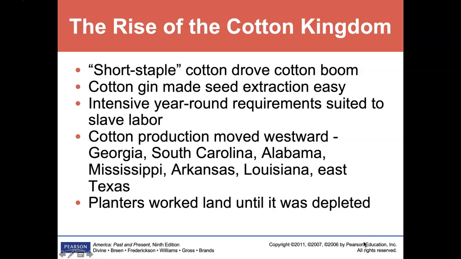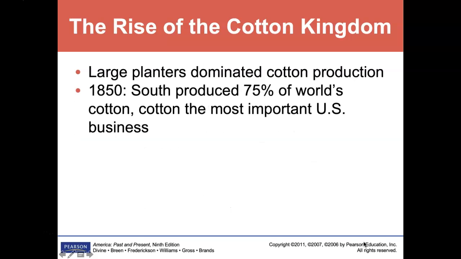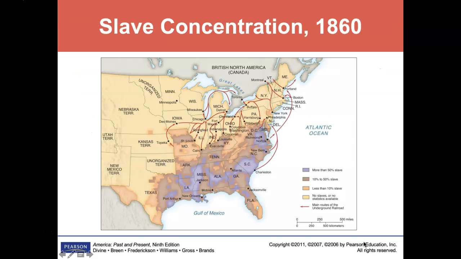The planters worked the land until it was totally depleted. Large planters dominated cotton production for many years, and in 1850 the South produced 75% of the world's cotton in full. Cotton was most important, of course, to U.S. businesses in this way, and to textile making as well.